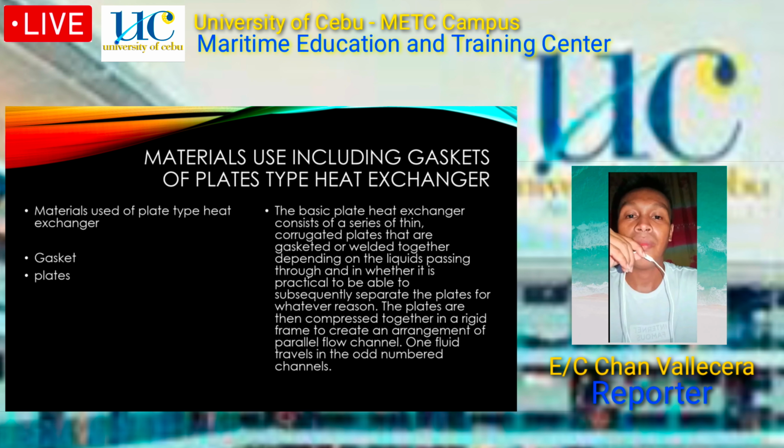The basic plate heat exchanger consists of a series of thin corrugated plates that are gasketed or welded together, depending on the liquids passing through and whether it is practical to subsequently separate the plates for whatever reason. The plates are then compressed together in a rigid frame to create an arrangement of parallel flow channels. One fluid travels in the odd number channels and the other in the even number channels.